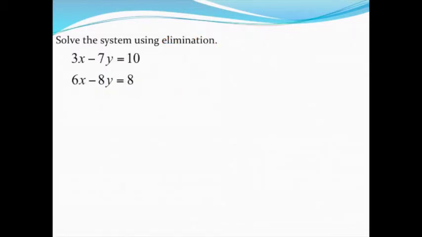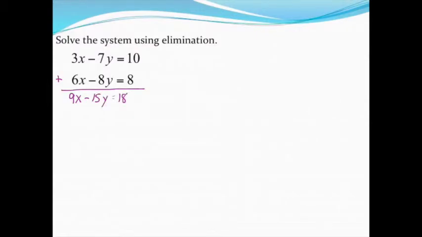Let's take a look at what happens in a case that's not so easy to solve with elimination, or at least not that easy. Let me start the same way I did last time. I'm going to add the two equations together, and I get 9x minus 15y equals 18.